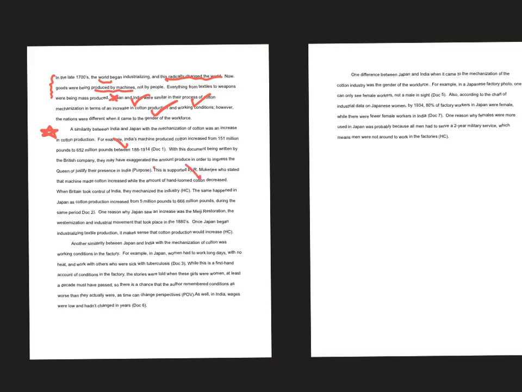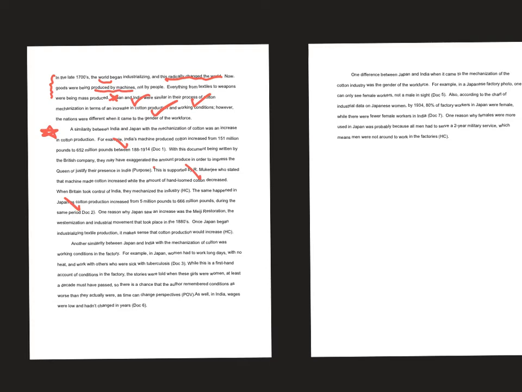And then the third document down here, the same happened in Japan as cotton production increased from 5 million pounds to 666 million pounds. Totally specific and totally supports thesis. Good job. So not only did the student use the documents, they also used really good evidence to support their thesis. So good job in the first paragraph.